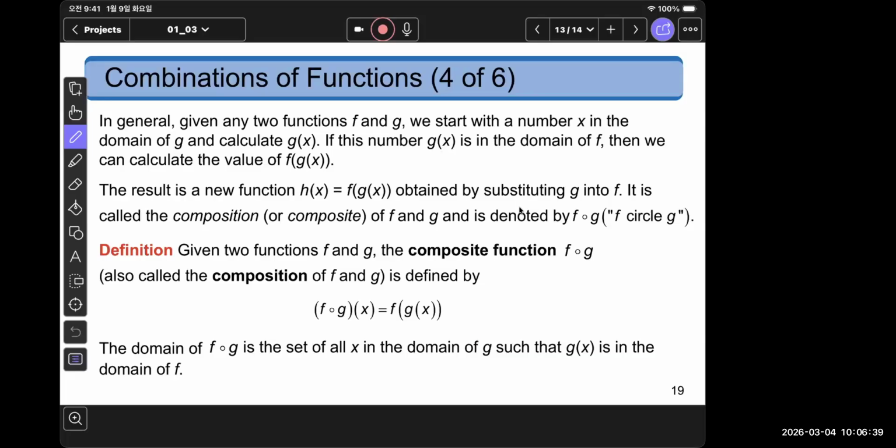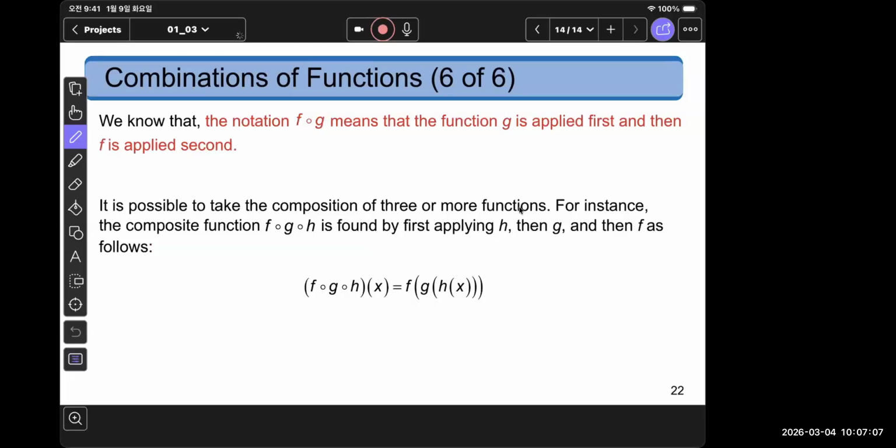Okay, so the composite function f circle g is representing the composition of f and g, defined by this. And as I said, the domain is the set of all x in the domain of g such that this g(x) also belongs to the domain of f. And please note that this notation means the function g is applied first and then f is applied later.